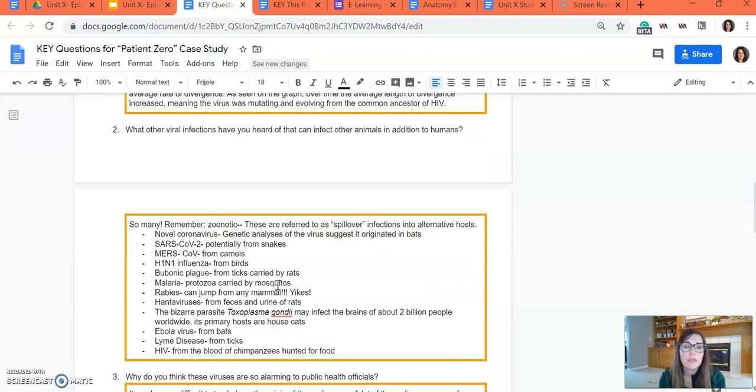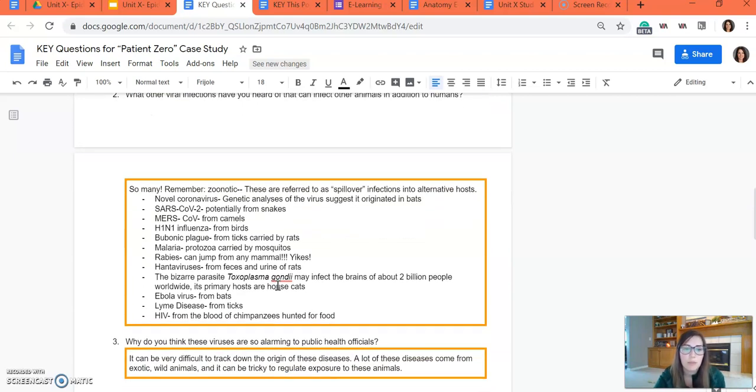Part 2, what other viral infections have you heard of that can infect other animals in addition to humans? So many. Remember the term zoonotic. These are referred to as spillover infections. So here's a list that I made. You might have just had a few of these. So the novel coronavirus, COVID-19, from genetic analyses, and this is still under speculation, of the virus suggests that it has origins in bats.